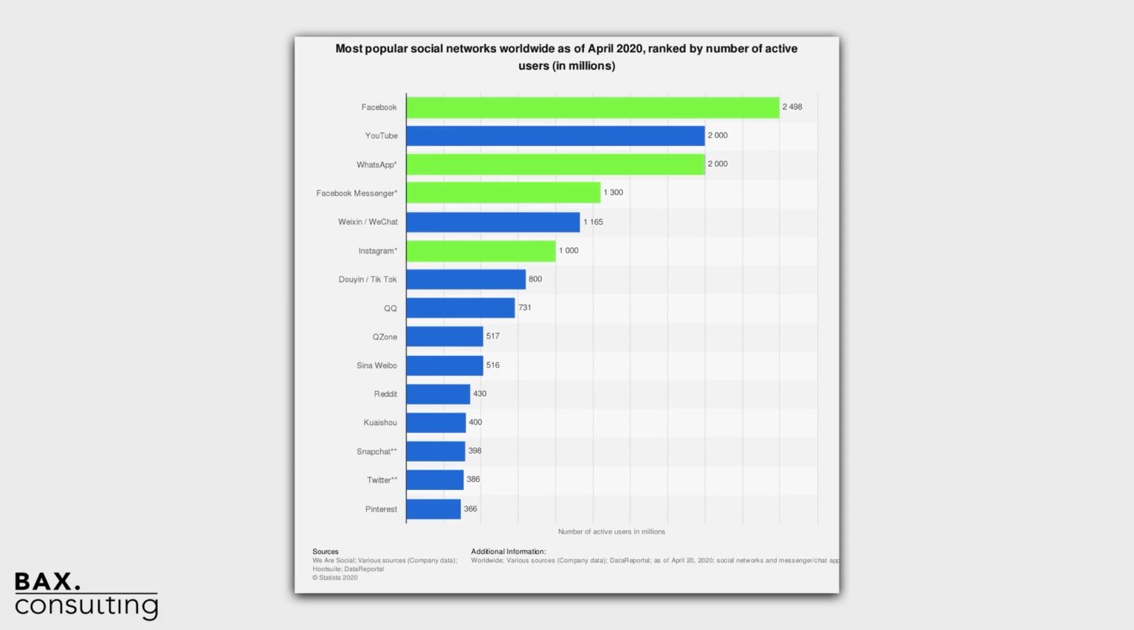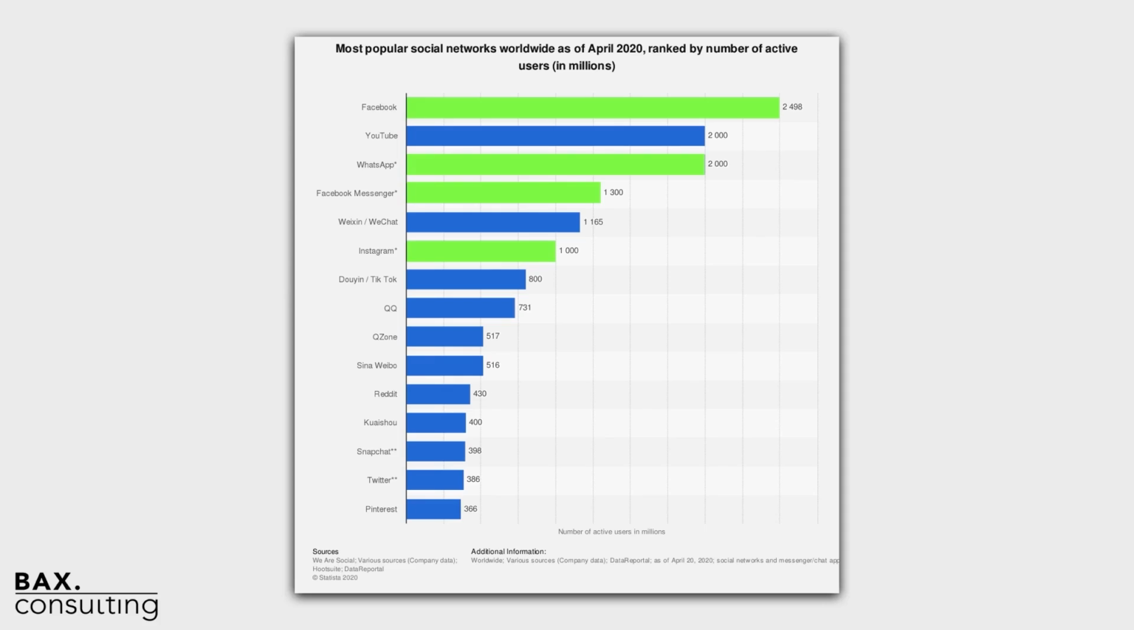Now, the ones highlighted in green, that's what Facebook owns. Facebook owns, obviously, Facebook, and that has 2.5 billion active users. Then it's YouTube with 2 billion. Then it's WhatsApp with 2 billion as well. Facebook Messenger with 1.3. Obviously, Facebook owns both WhatsApp and Facebook Messenger. And then you've got WeChat, and then you've got Instagram with 1 billion as well.